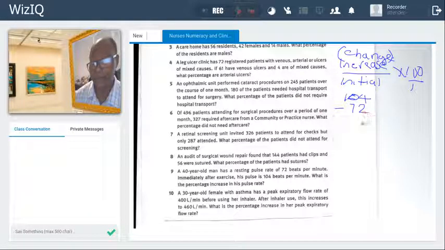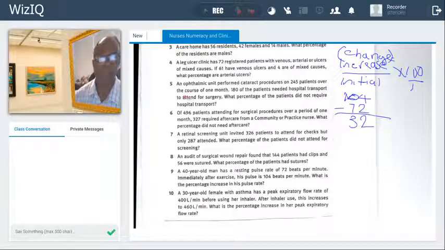So 4 take away 2 is 2. 0 take away 7 is not possible, so we're going to borrow 1 from here, and there's nothing remaining. 10 take away 7 is going to be 3. Okay, so this is the change, this is the increase. So the increase is 32. Once we've got that number, then everything becomes easier.